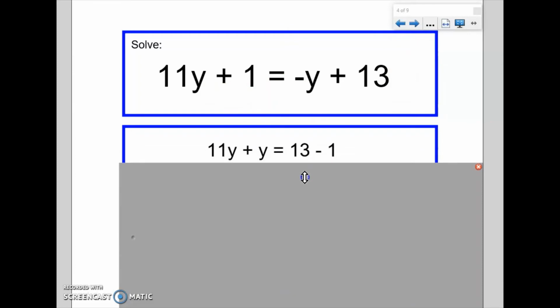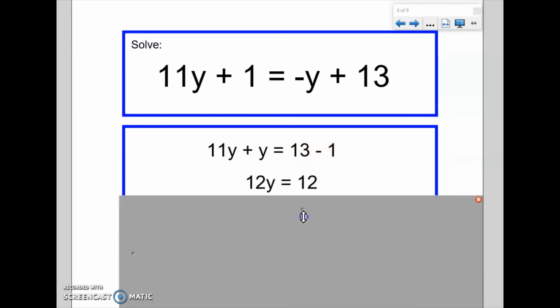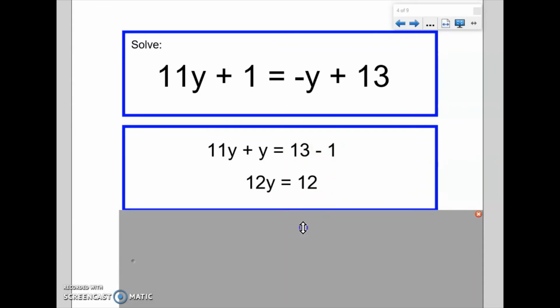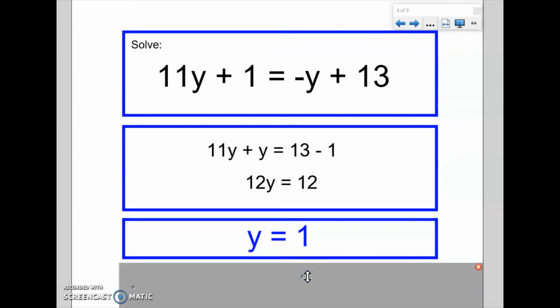My second line of algebra now looks like that, where I can simplify this. 11y plus a single y is going to give me 12 y's. 13 minus 1 also going to give me 12. 12 multiplied by y. I take my multiplied 12, move it over here where it becomes a divide. 12 divided by 12, that's going to tell me that the value of y in this question is 1.